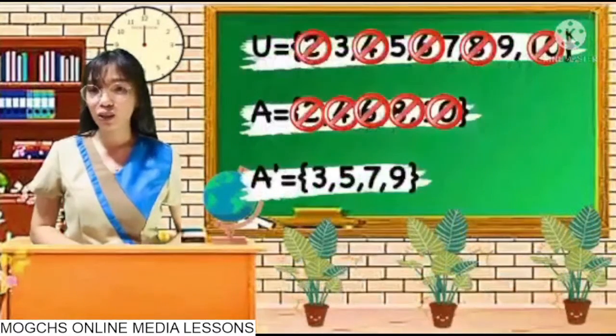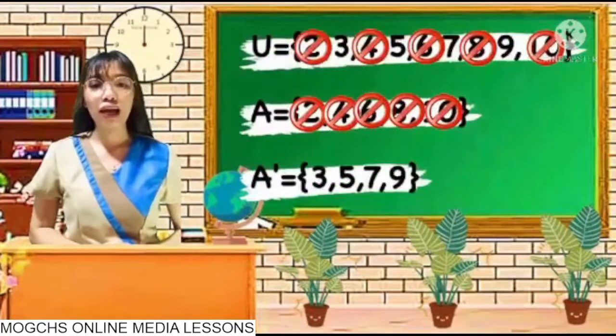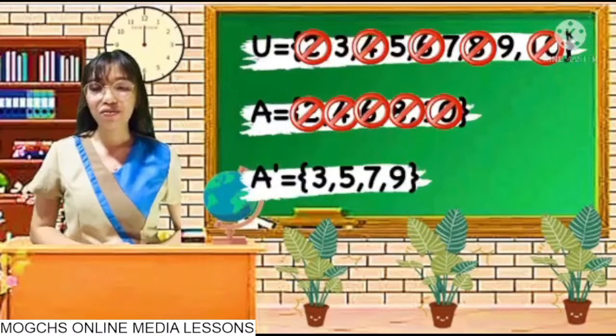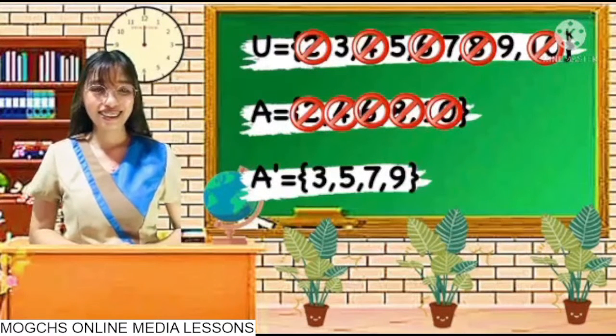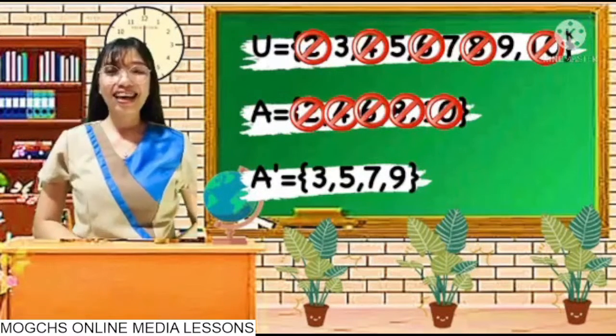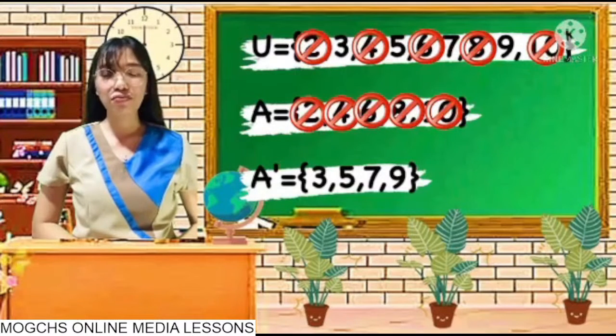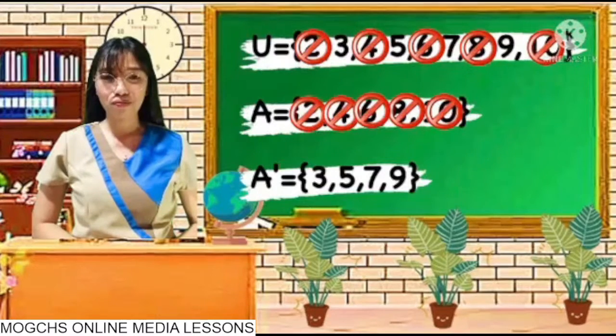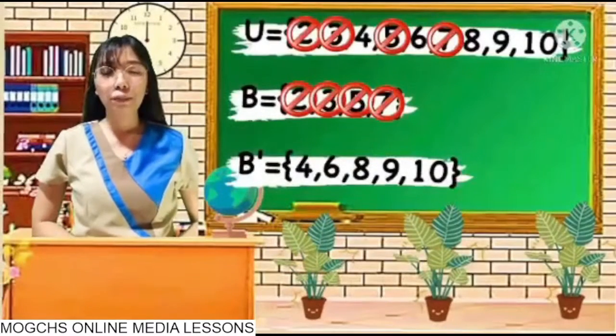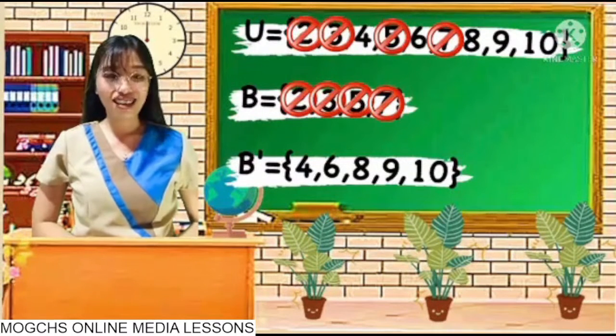Did you answer that A prime is equal to the elements 3, 5, 7, and 9? Excellent! Elements 3, 5, 7, and 9 are elements in our universal set that are not in A. How about our B prime? Good job! B prime is equal to the elements 4, 6, 8, 9, and 10. Thus, these are the elements found in our universal set that are not in B.